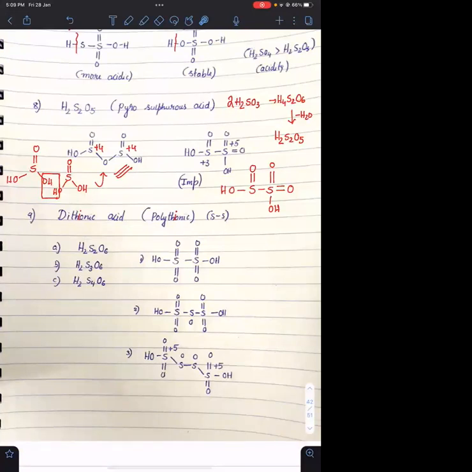Dithionic मतलब you have 2 sulfurs. Okay, trithionic मतलब आपको 3 sulfurs रहेंगे. Tetrathionic मतलब 4 sulfurs रहेंगे. सल्फर के बीच में linkage.